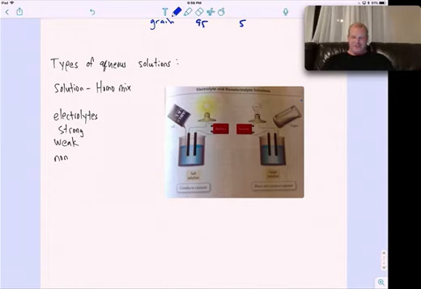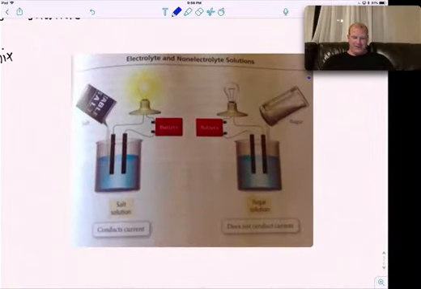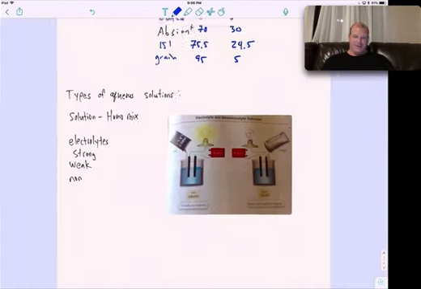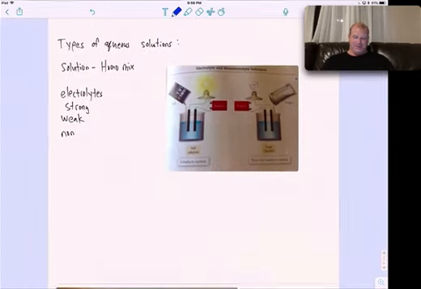So in this picture here, you have a battery and you have a light bulb. That's a strong electrolyte that conducts electricity. Sugar there is a non-electrolyte, does not conduct electricity. You put vinegar in there, the light would turn on ever so slightly. So that's a weak electrolyte. It has to do with conduction of electricity.